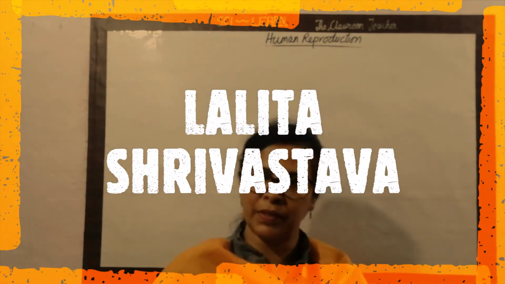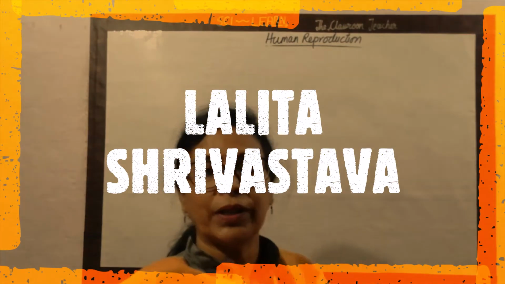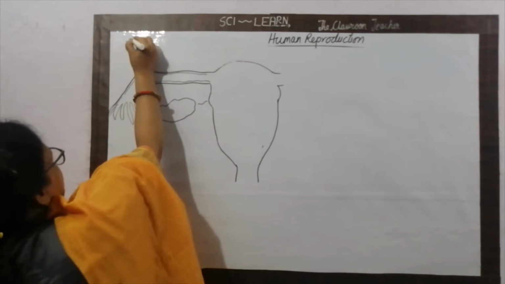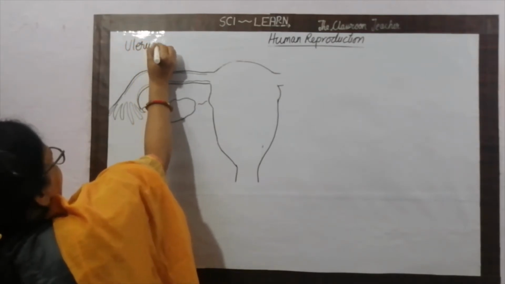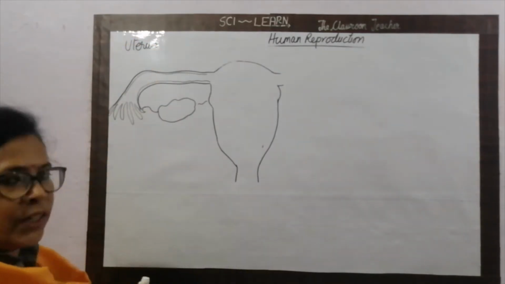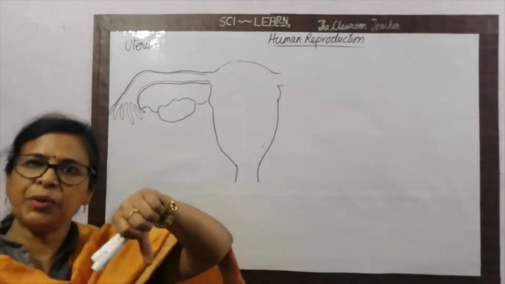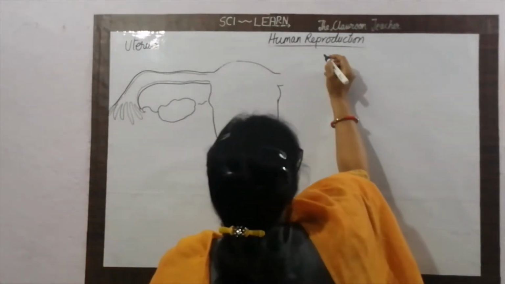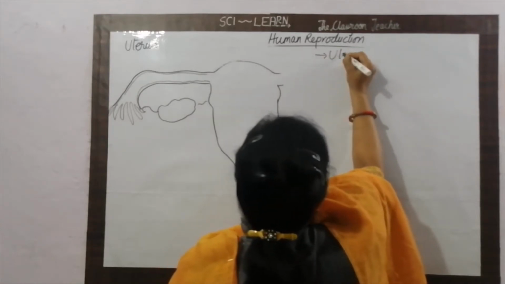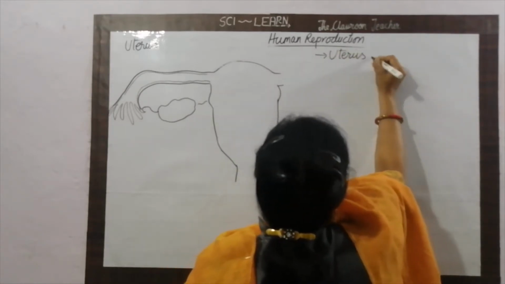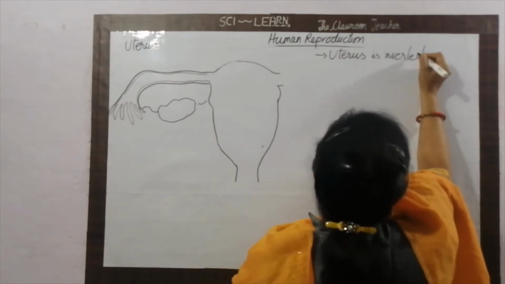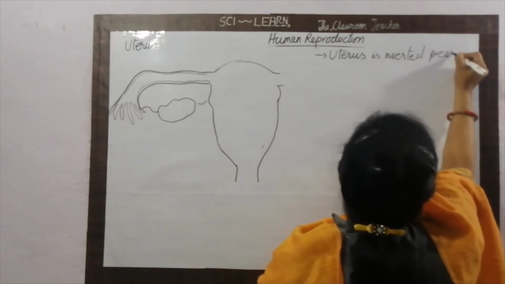Class 12th CBSE, the same topic, that is human reproduction. The next is the uterus. The uterus is actually an inverted pear-shaped structure.